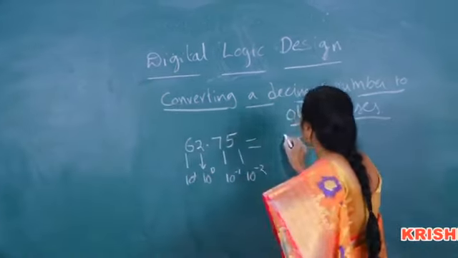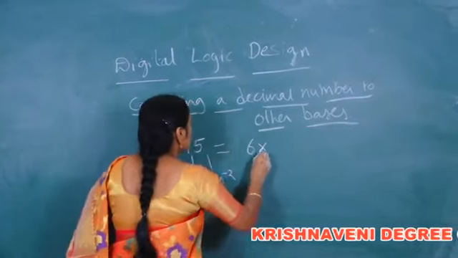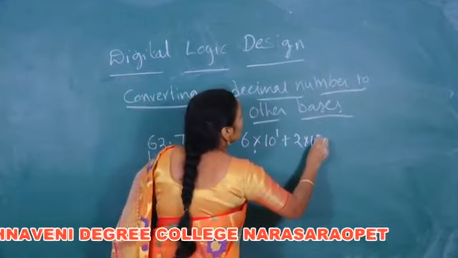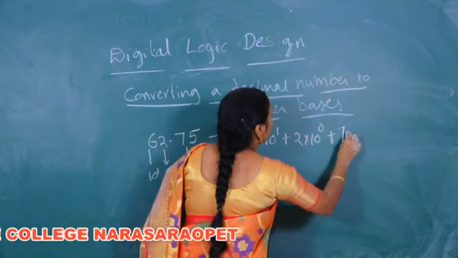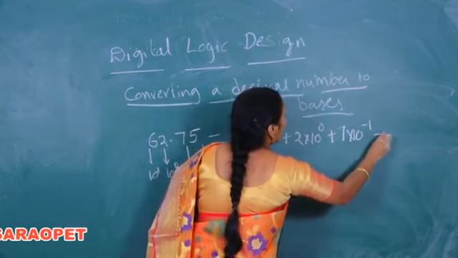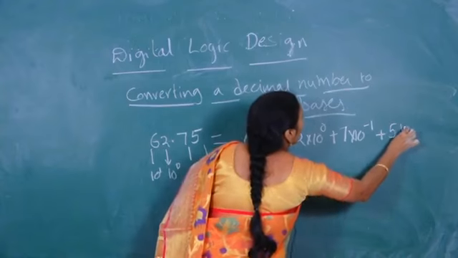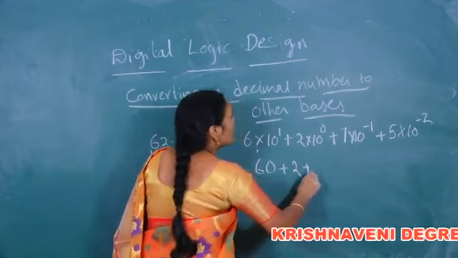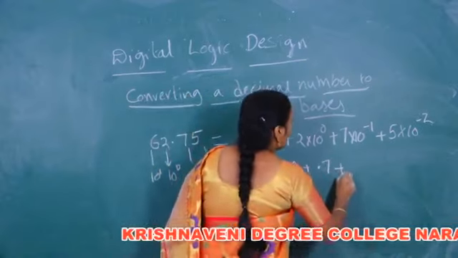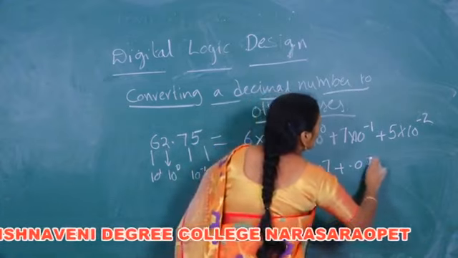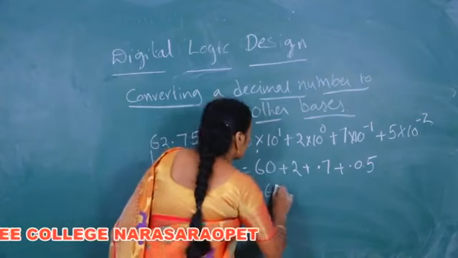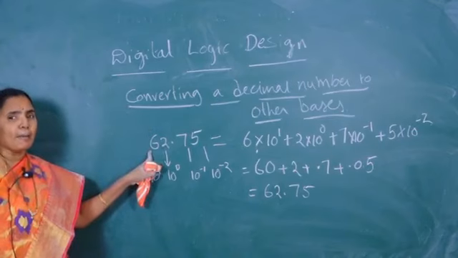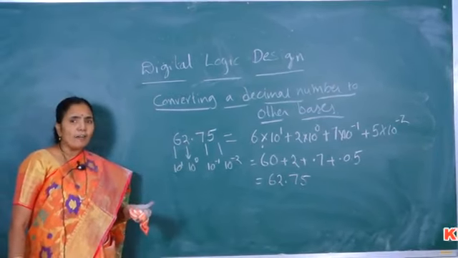So, let us see: 6 into 10 to the power of 1 plus 2 into 10 to the power of 0 plus 7 into 10 to the power of minus 1 plus 5 into 10 to the power of minus 2, which is nothing but 60 plus 2 plus 0.7 plus 0.05, which is equal to 62.75.